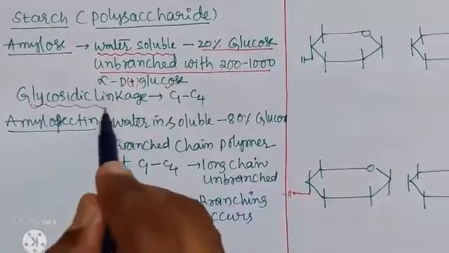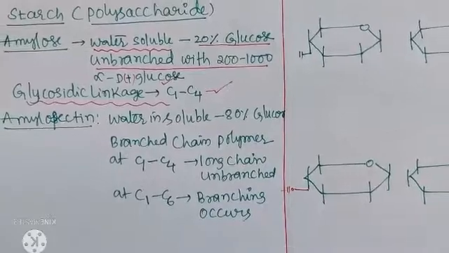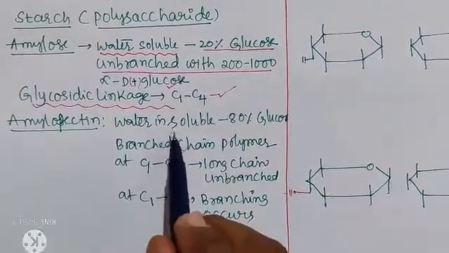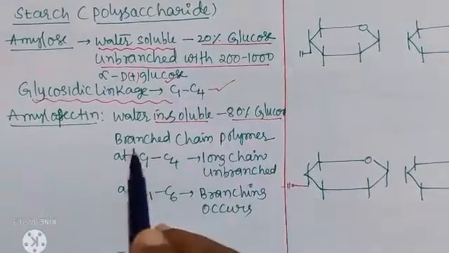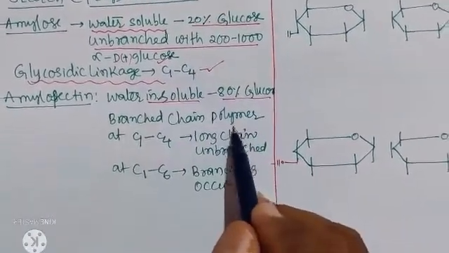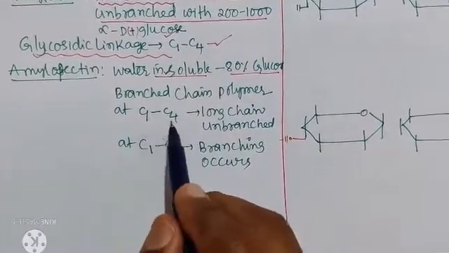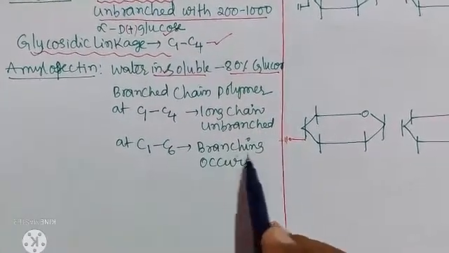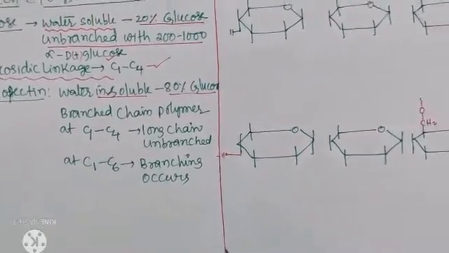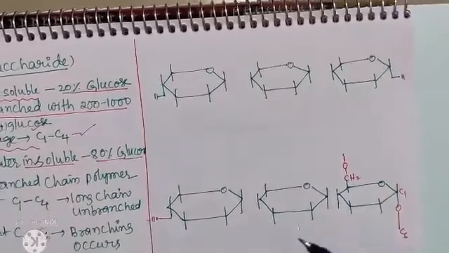The glycosidic linkages take place at C1 and C4. Now amylopectin is water insoluble, with 80% of the glucose present, and it is a branched chain polymer. There are two important glycosidic linkages: at C1 and C4 the long chain is unbranched, and at C1 and C6 branching occurs. Now starch contains alpha-D-plus glucose only. We know the formula directly.